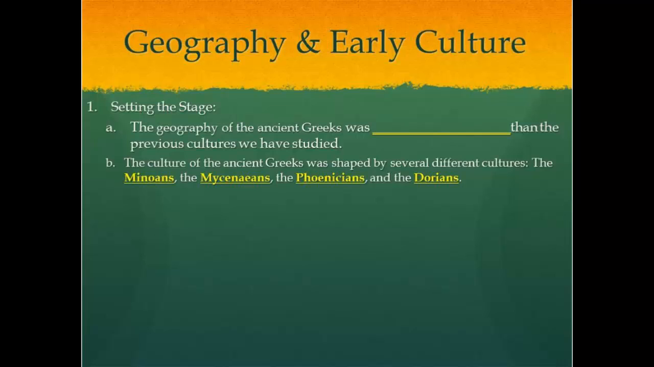Setting the stage. The geography of the ancient Greeks was considerably different than those of the previous cultures we have studied. The culture of ancient Greeks was shaped by several different cultures: the Minoans, the Messenians, the Phoenicians, and the Dorians. Combined, these four cultures would make up what we would see later on as the Greek culture. So these are the four we're going to focus on today.